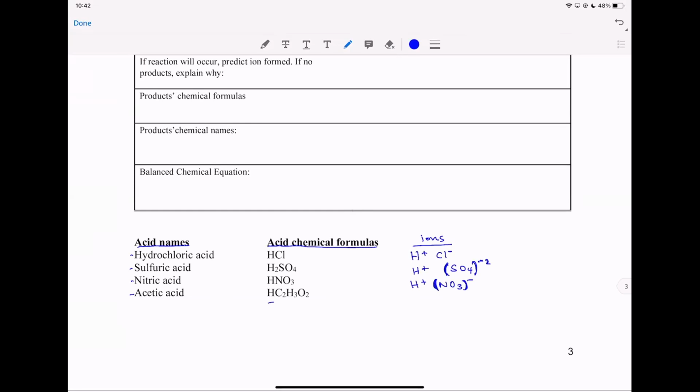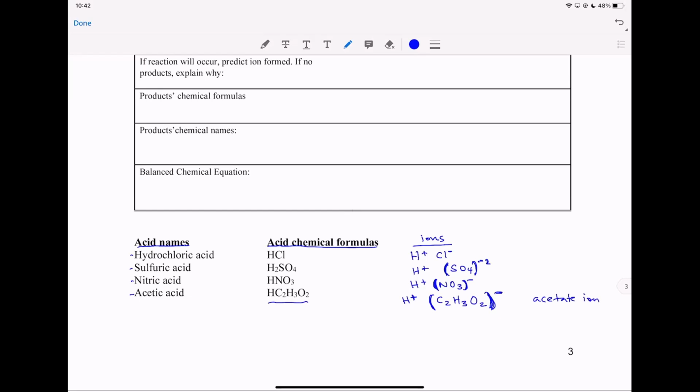And then you got, this is acetic acid, which comes from the acetate ion. H plus is the cation, and C2H3O2, that's the hardest of the polyatomic ions, I think. And it has a negative charge. That's called the acetate ion. Okay, so I'll write that if you remember that, acetate ion.